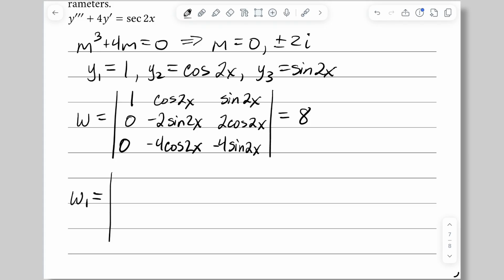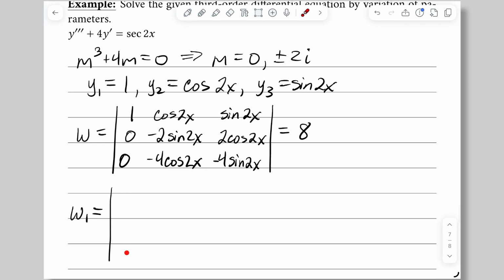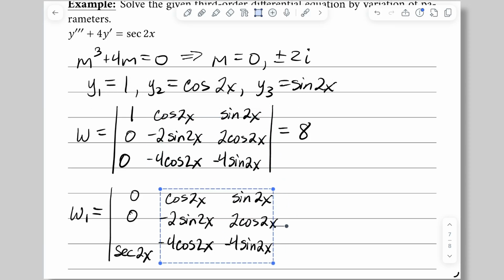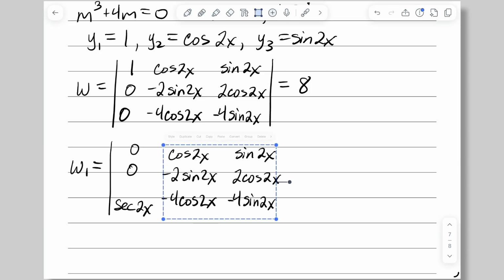W1. W1 is going to have its first column replaced by 0, and then 0, and then the secant of 2x. So it's like the W1 that we saw before, except we have 2 zeros before we write down f of x. The rest of the 3 by 3 determinant is the same as that for W. So I'm just going to duplicate that and bring it down here.